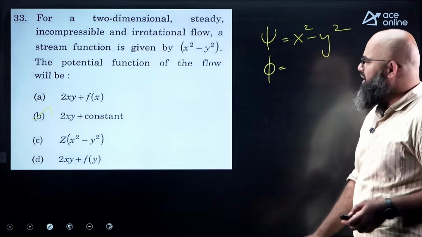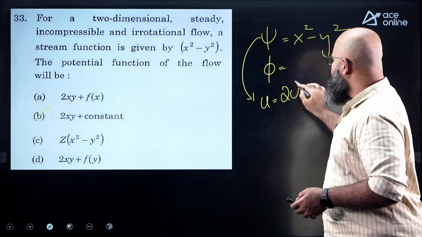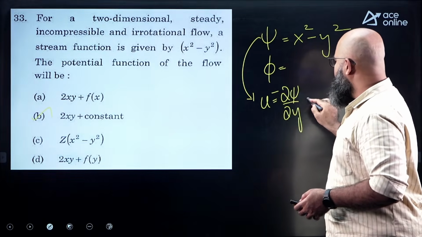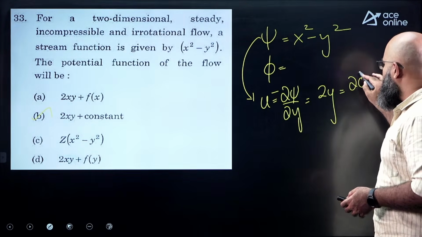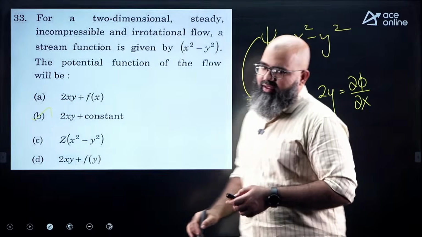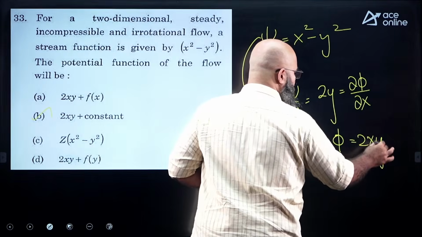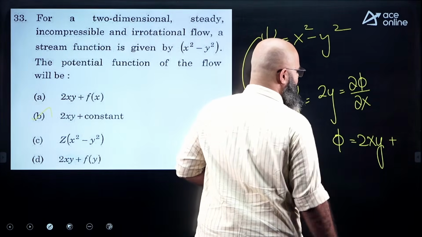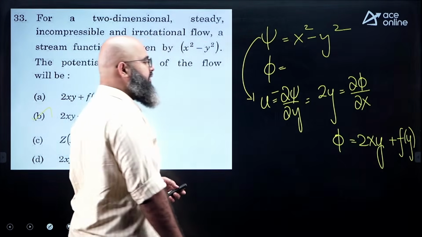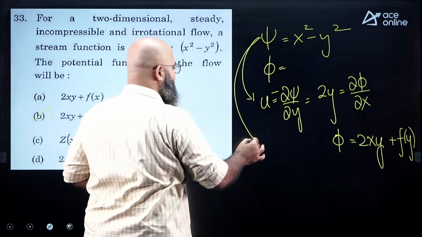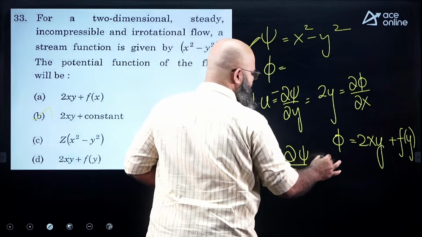Anyway, how do you obtain this? You will develop the value of u from here. The value of u is equal to, let us say, minus dou psi by dou y, which is equal to 2y. And this is also equal to dou phi by dou x. So from here you will get the value of phi is equal to 2xy plus, let us say, a function of y. How to identify the function of y over here? From here again you will get the value of v. V is equal to dou psi by dou x, which is also equal to dou phi by dou y.